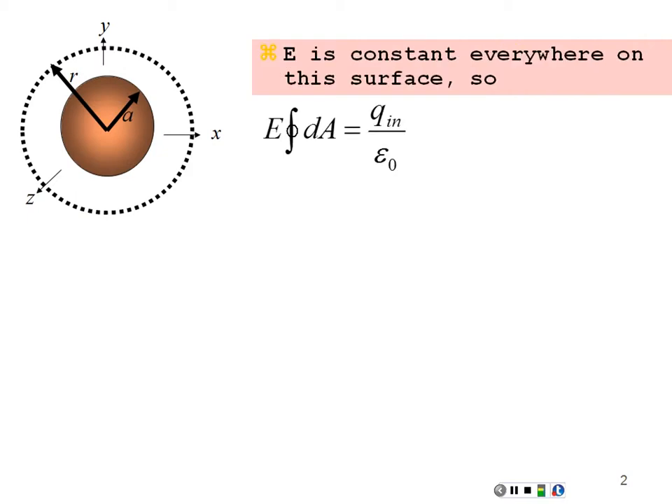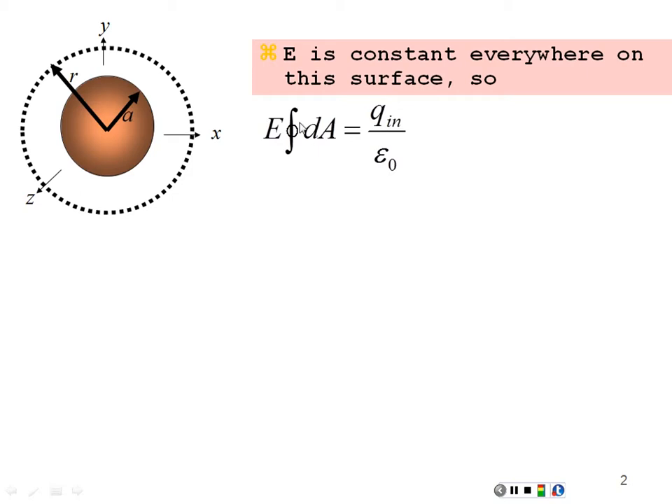Since this spherical charge distribution is symmetric everywhere, there's no reason why the E field should be any stronger at one point as opposed to another point. So the E field is constant everywhere on our Gaussian surface, and because it's constant, we can take it out of the integral, because you can always take a constant out of the integral, and we end up with E times the integral of dA equal to the charge enclosed over epsilon naught.